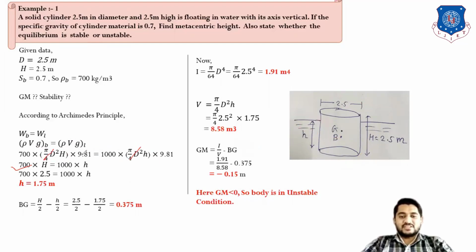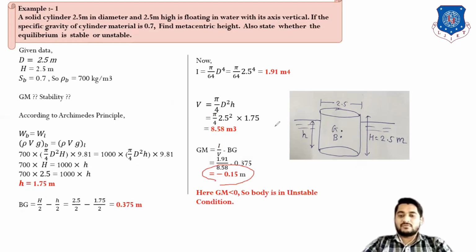Now next, g got cancelled on both sides. Pi by 4 d square got cancelled on both sides. So remaining is 700 into capital H is equal to 1000 into small h. We already know capital H is 2.5, so we can find small h is equal to 1.75. Put the value of small h into the equation of BG. BG is already known. We have already found I, and for volume, pi by 4 d square into small h. So the value of GM, the metacentric height, will be minus 0.15.